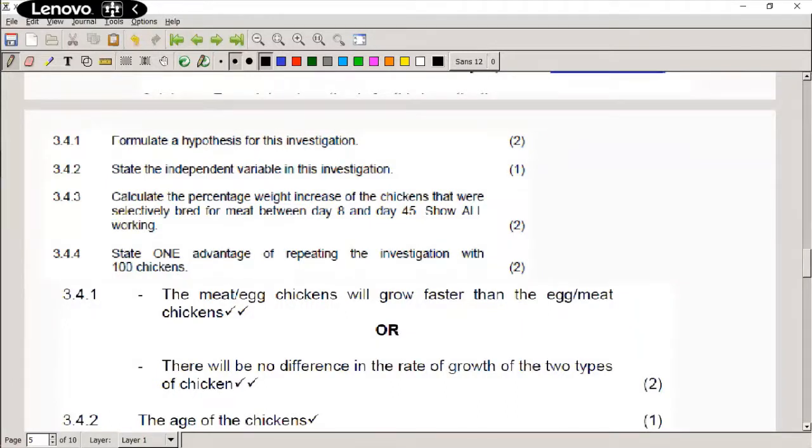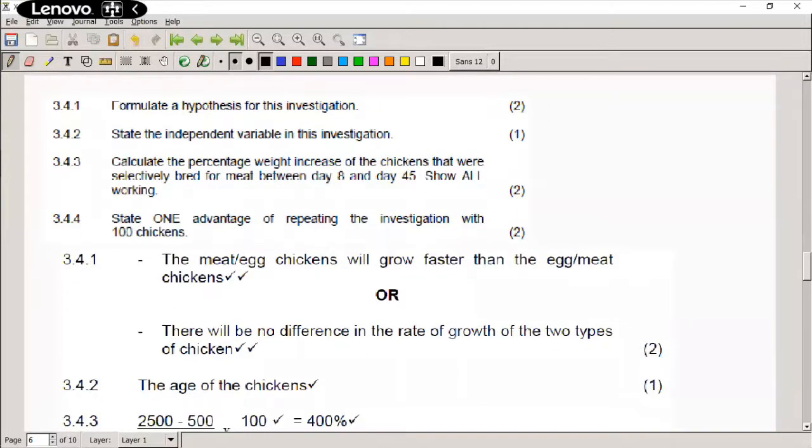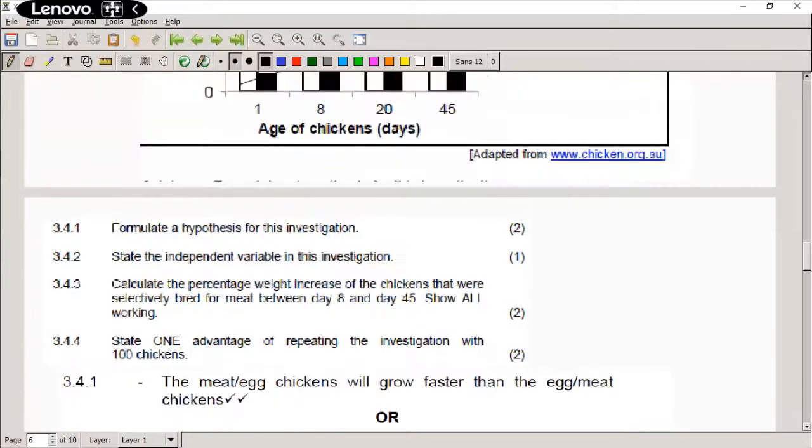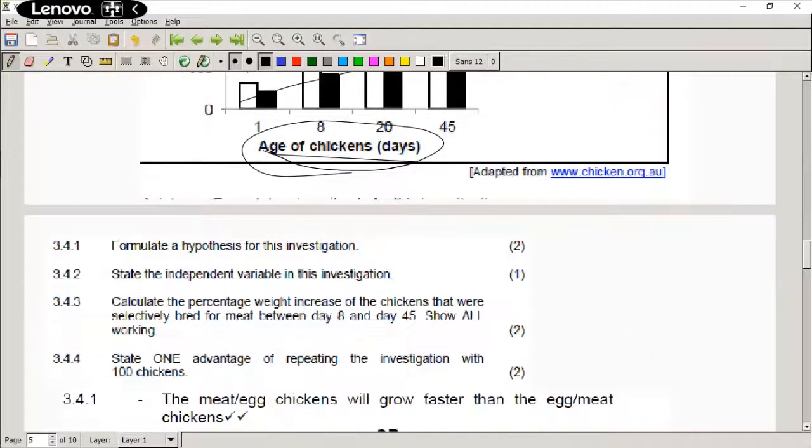Then state the independent variable of the investigation. What am I changing? They say here, the age of the chicken. It's not quite right according to the table. It's the age of the chicken, but it also then is the type of chicken. What is the chicken bred for? That is the independent variable.